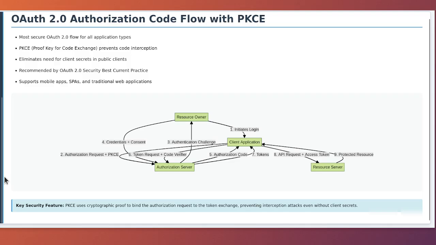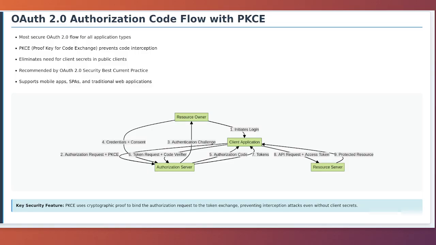Today we are diving deep into OAuth 2.0 Authorization Code Flow with PKCE, which stands for Proof Key for Code Exchange. This is the most secure OAuth 2.0 flow available today and is recommended for all types of applications, including mobile apps, single-page applications, and even traditional web applications. OAuth 2.0 is an authorization framework that enables applications to obtain limited access to user accounts on an HTTP service without exposing the user's password to the application.